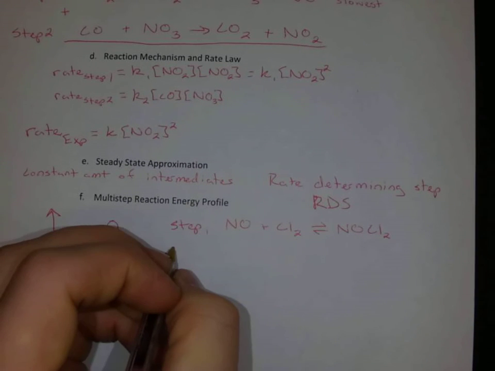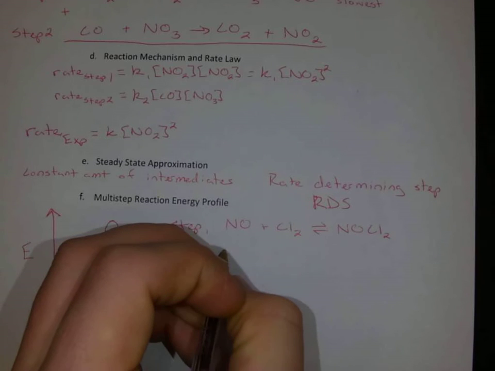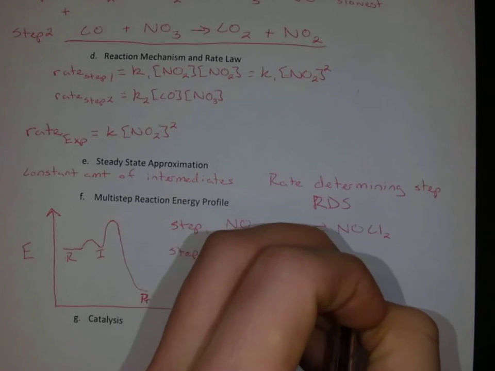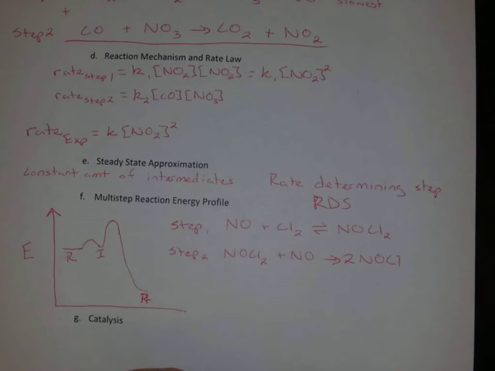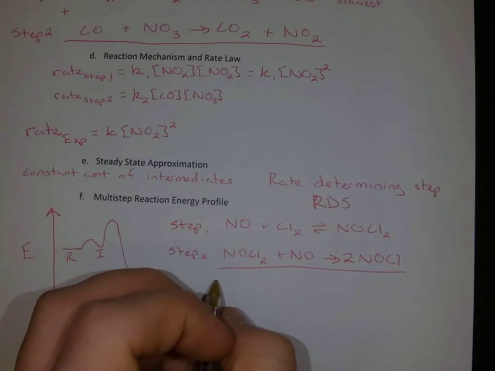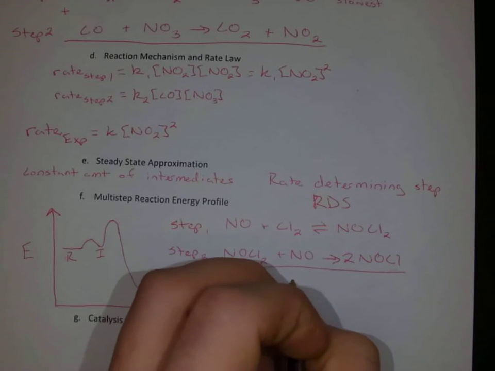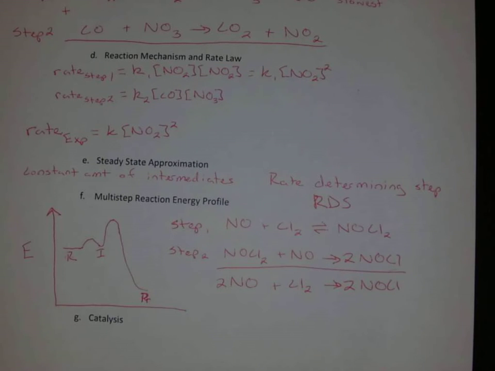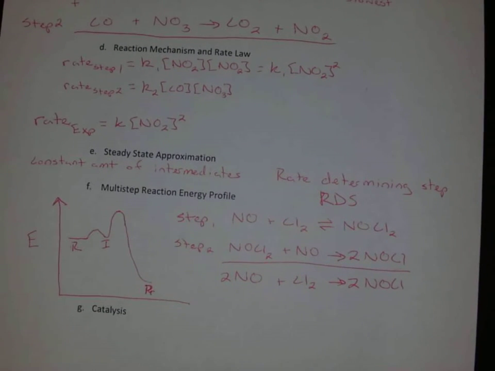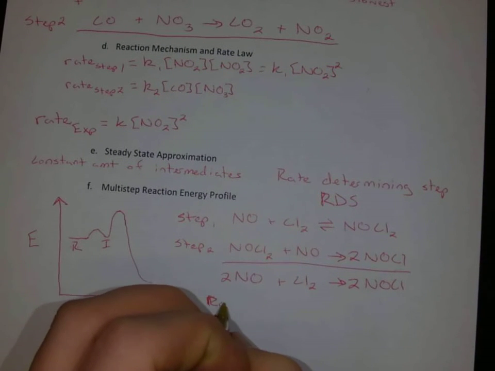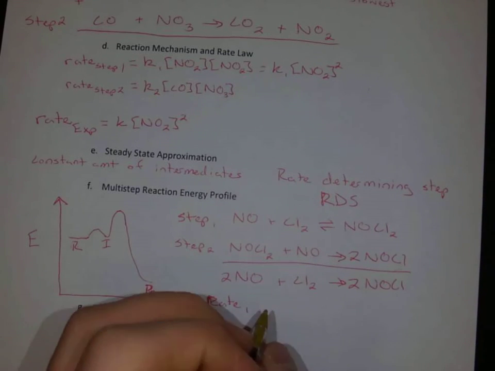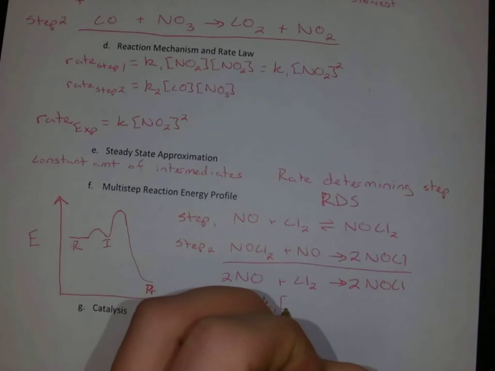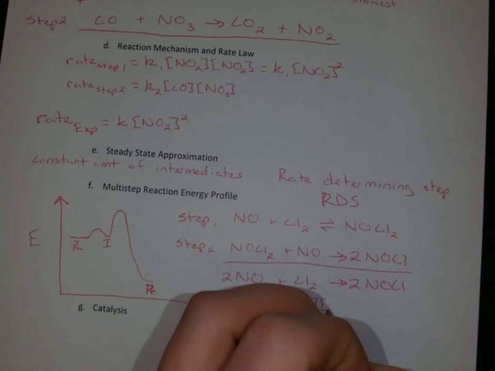It's pretty fast. Our second step, step 2, we're going to have NOCl2 and NO, and that's going to produce 2 NOCl. So our overall reaction is going to be 2 NO plus Cl2 goes to 2 NOCl. So in this case, we would say the rate, I'll do rate 1 for step 1, is going to be equal to K1 times the concentration of NO times the concentration of Cl2.